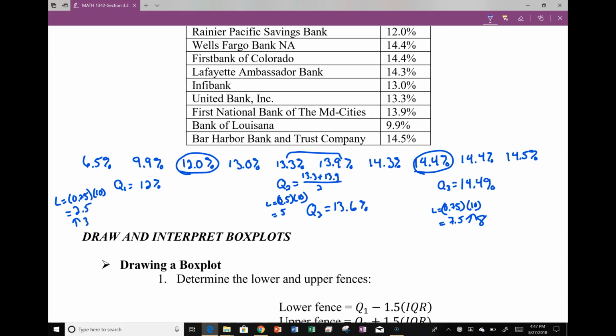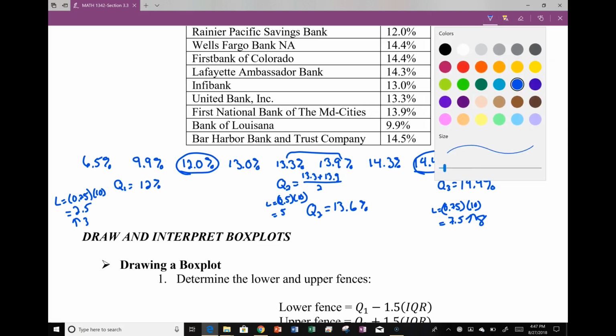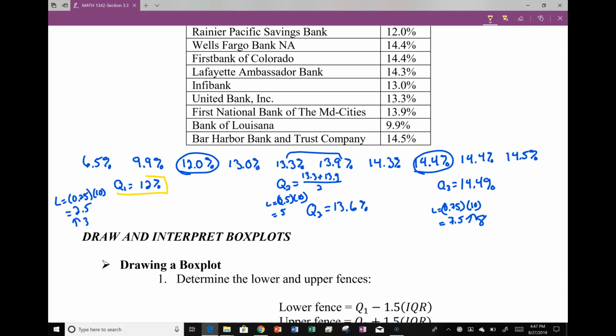This is 3 of my numbers. I'm going to kind of underline those or box them. Here's 1, here's 2, here's 3. I want the 5-number summary, so I include the minimum of 6.5% and I include the maximum of 14.5%. This is my 5-number summary. Go ahead and practice quartiles, interquartile range, 5-number summary, and in the next video we will discuss box plots.